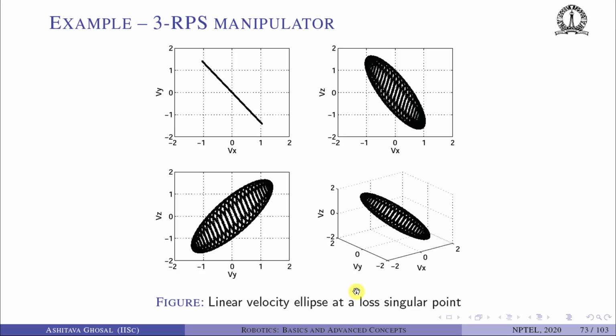So as I said, we can plot the tip of the linear velocity vector, and it turns out that this is a 3D plot, Vx, Vy, Vz. It lies on an ellipse. The fact that it is at a singular configuration can be seen in this Vx, Vy plot. It is no longer an ellipse, it is lying on a straight line. The other two views are still ellipses. If this were an ellipsoid, in this view also we would get an ellipse. So the linear velocity ellipse at a loss singular point degenerates to a line.